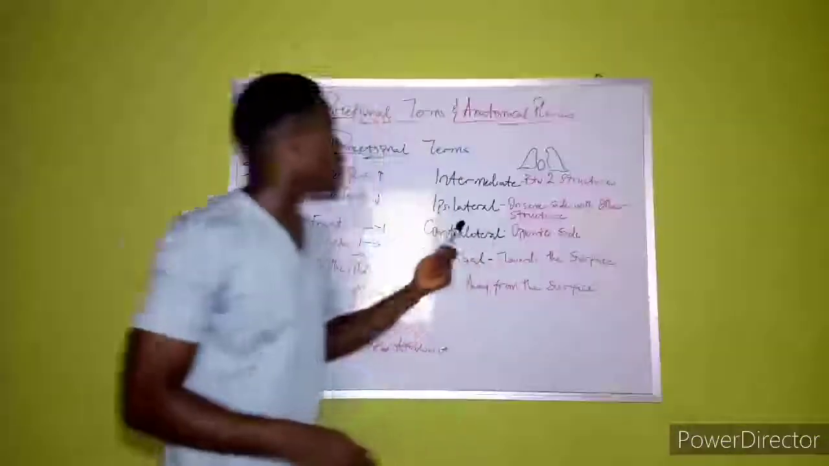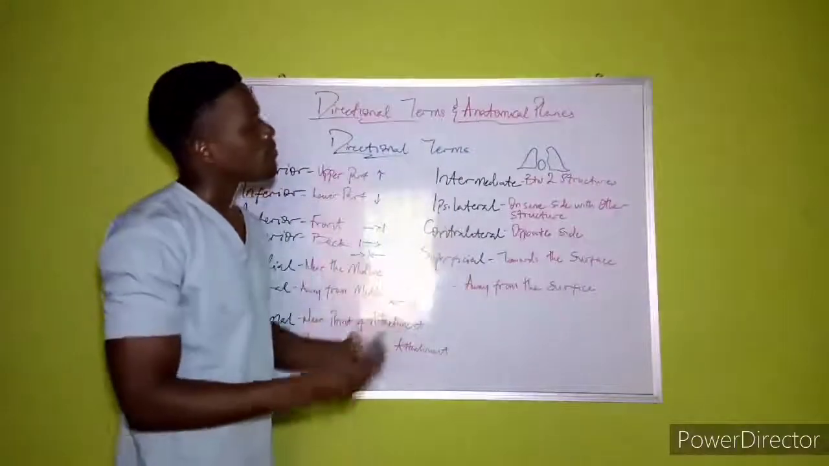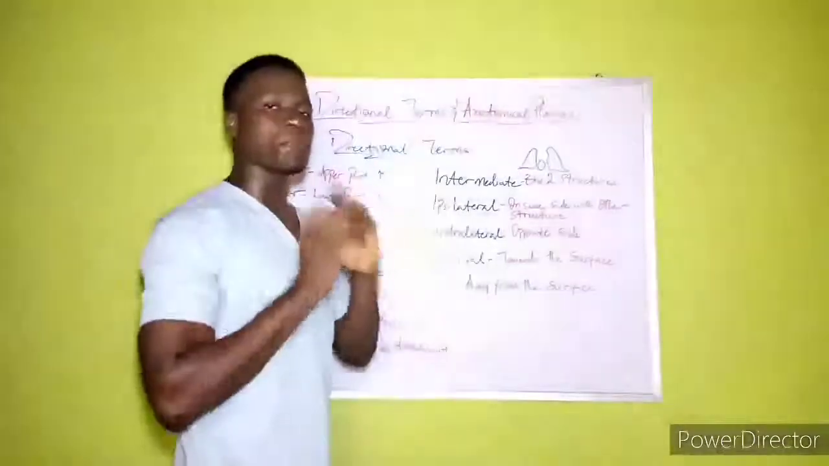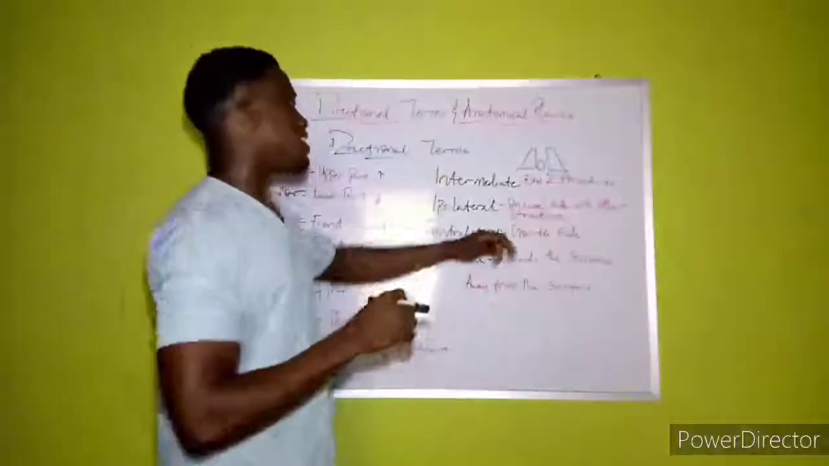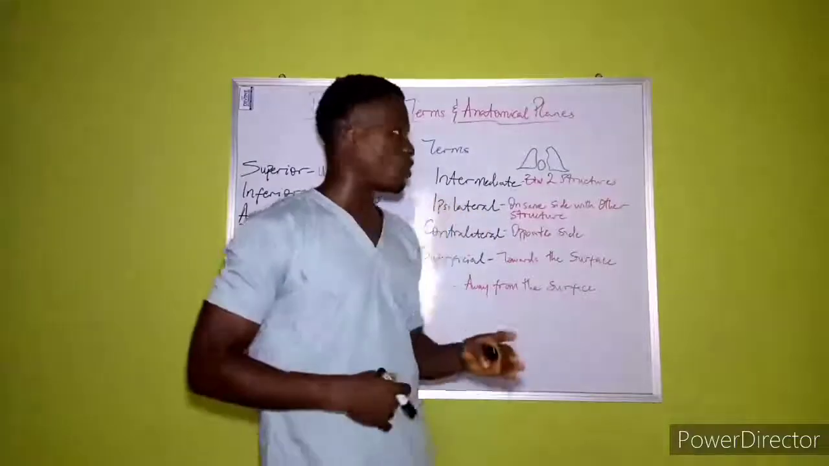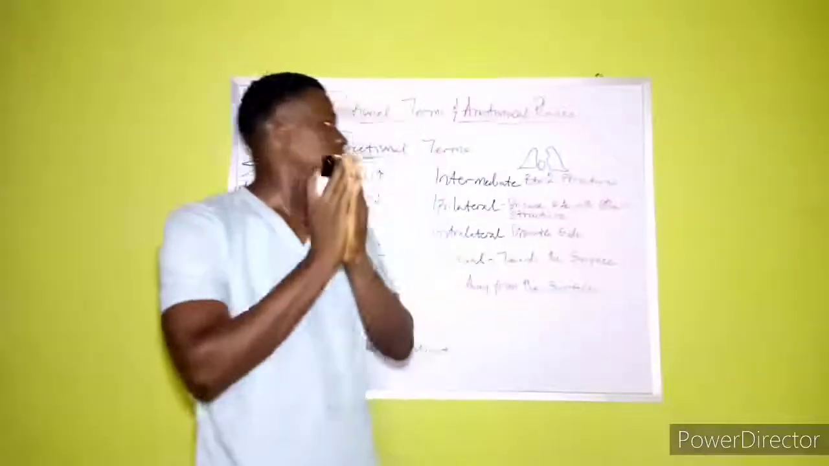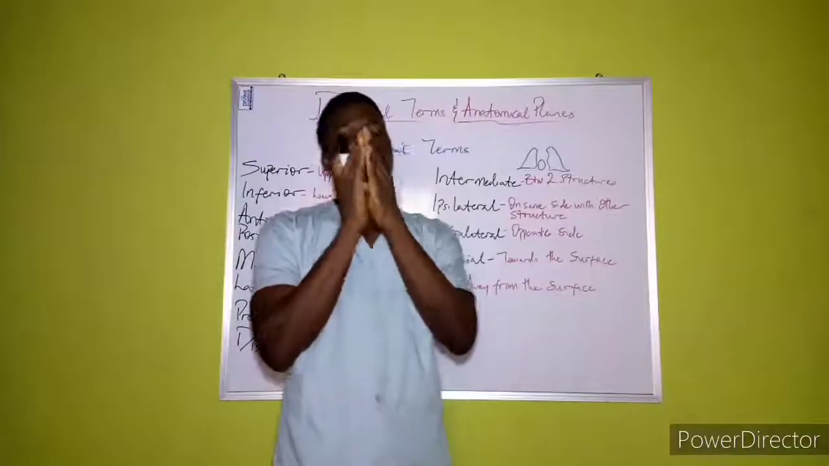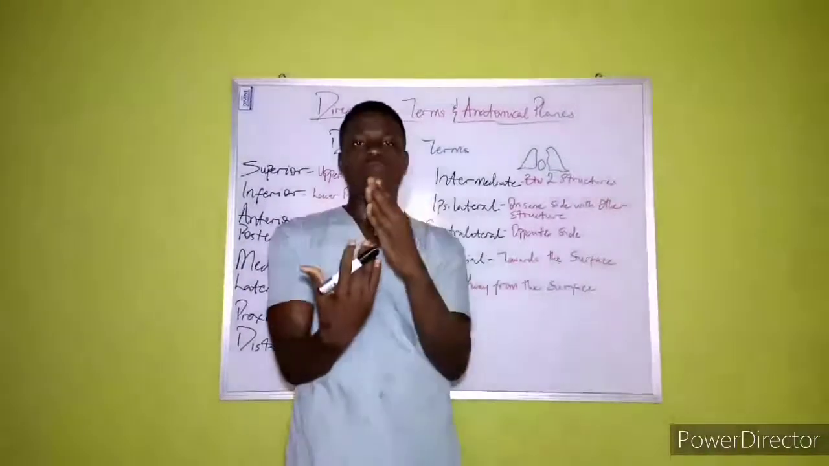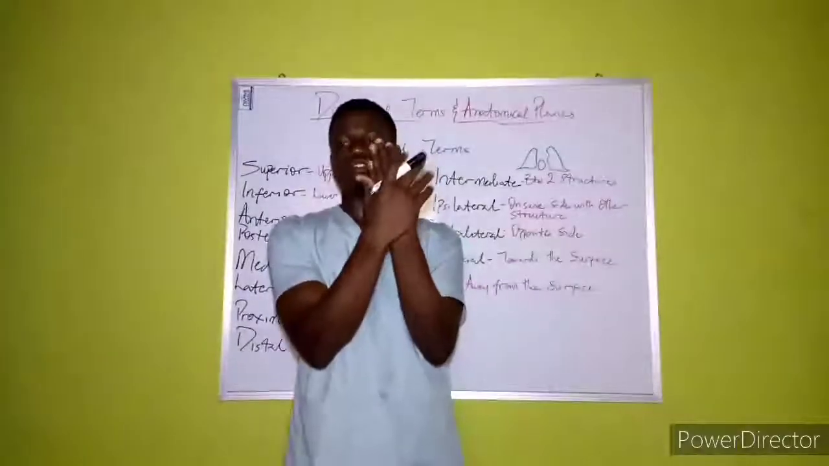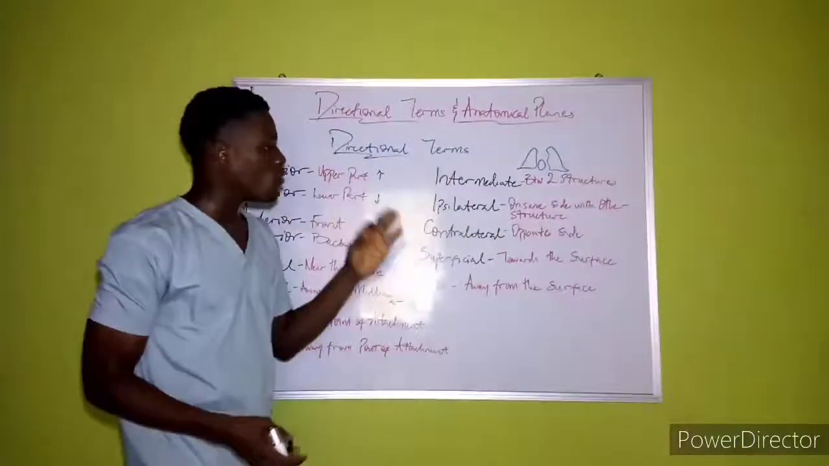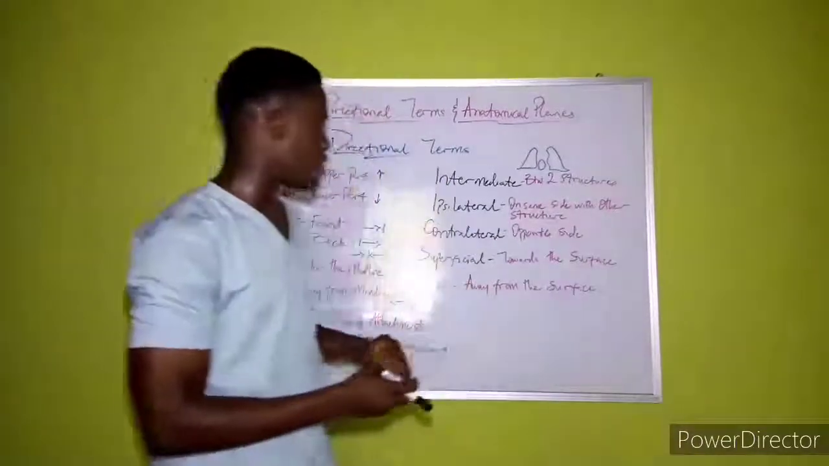Then the next one which we'll talk about is ipsilateral. When you hear ipsilateral, it means that two structures are on the same position. Two organs are in a similar position, like this one is here and the other one is here. One is anterior to the other or posterior to the other, but they are on the same side. That's what ipsilateral means.